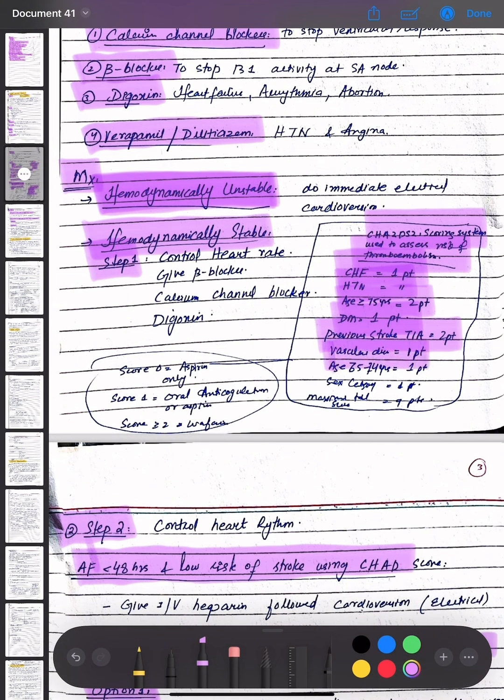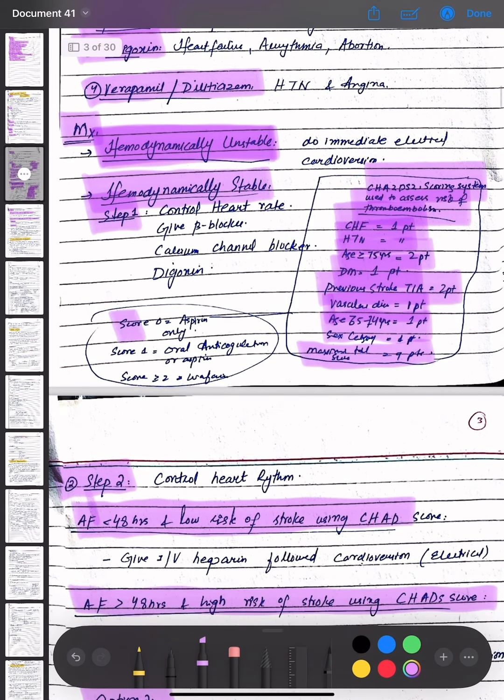Age 65 to 74 years, then 1 point. And for the sex category, it is 1 point. The maximum score is 9 points. So if the score is 0, then give aspirin only. If the score is 1, then oral anticoagulation is done. If the score is greater than or equal to 2, then warfarin is done.